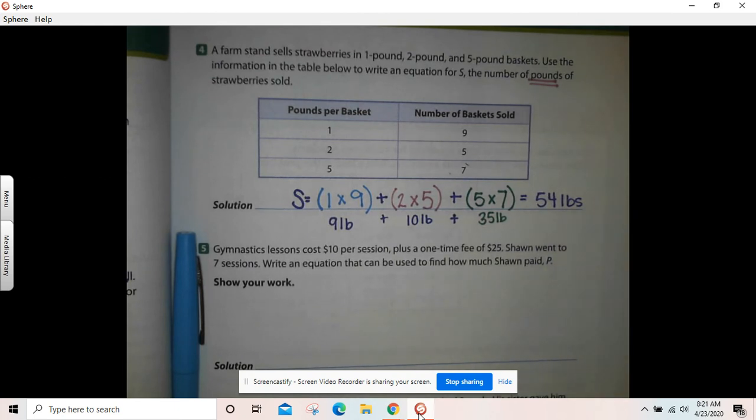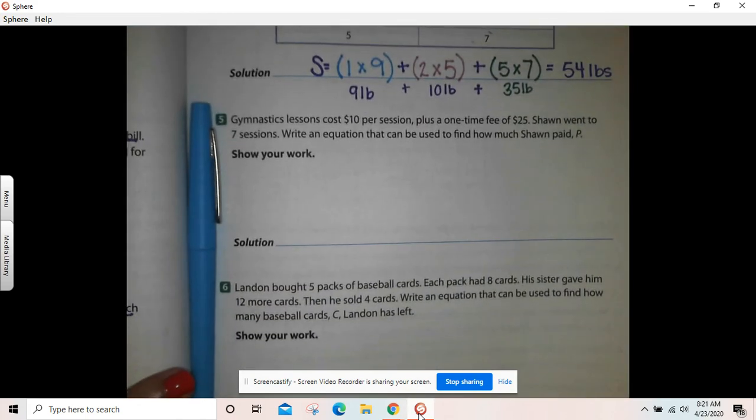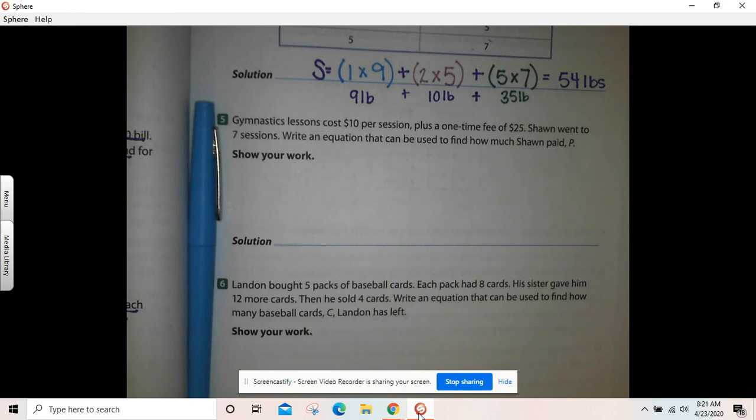However, if that made so much sense to you and you're doing great, go ahead and complete number 5, and I'll see you on the next slide.